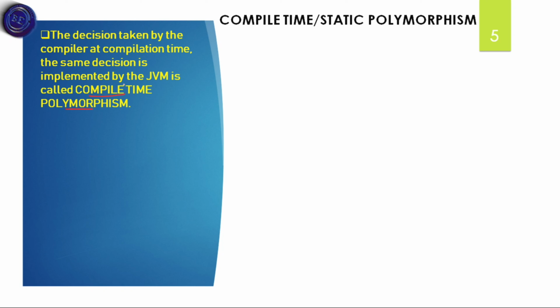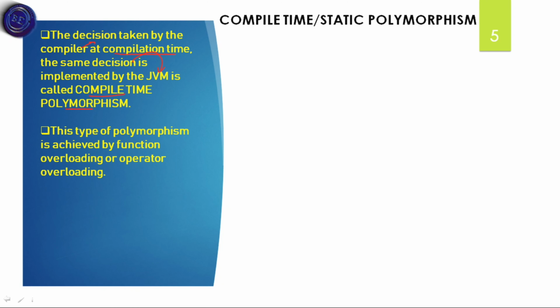So please get my point. The compiler will take the decision, and that decision will be implemented by the JVM. At what time? Compilation time. So the definition for compile time polymorphism is: the decision taken by the compiler at compilation time, the same decision implemented by the JVM, is called compile time polymorphism.